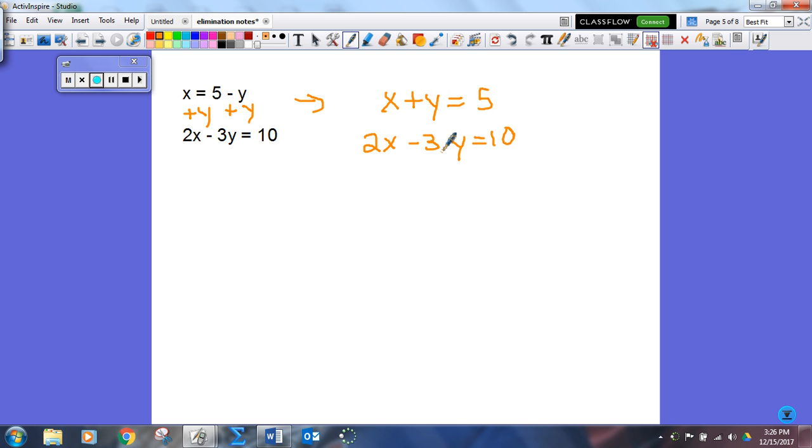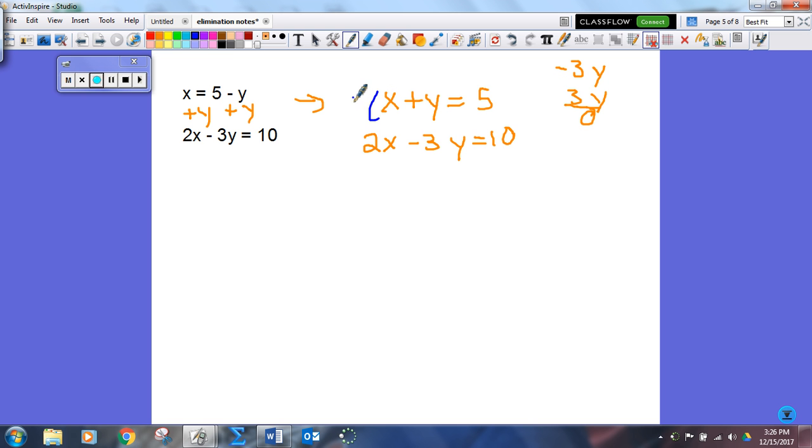y and negative 3y are not opposites, so I need to create opposites. y and negative 3y are almost opposites because this is positive and this is negative. The question is, what is the opposite of negative 3y? Well, the opposite of negative 3y is positive 3y because when I add those I get 0. So to make this have a 3y, I need to multiply that entire top equation by 3.